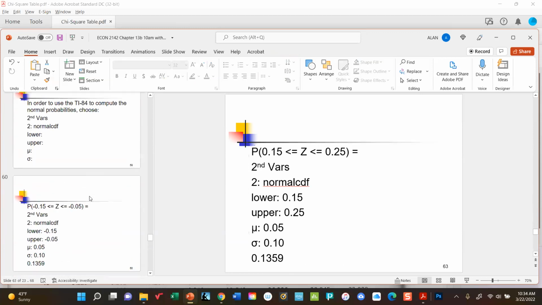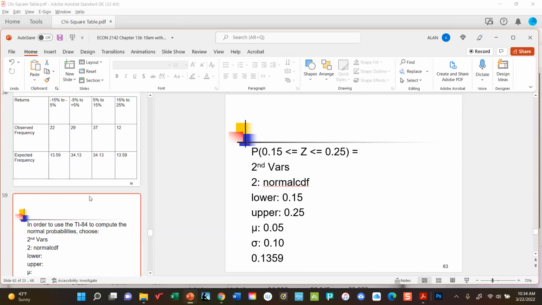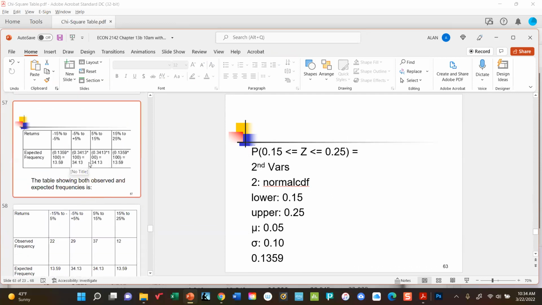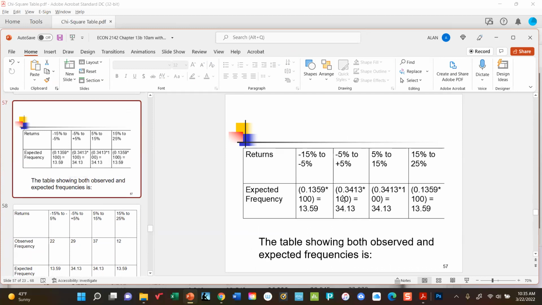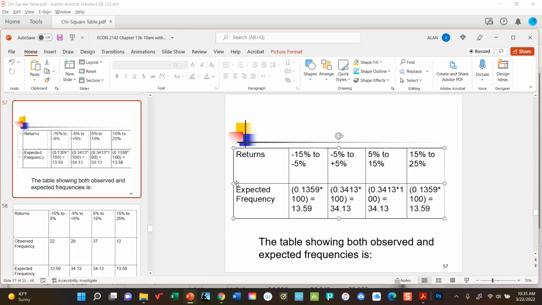And then what you have to do once you have those probabilities is you copy them into this table. And in order to calculate the expected frequencies, you see there's the 4 probabilities. And you're going to multiply them all by 100 to come up with the expected frequency. 13.59, 34.13, 34.13, and 13.59. All right. Then, of course, you're going to bring them together onto that same table we had before, where we're directly comparing the observed and the expected frequencies.